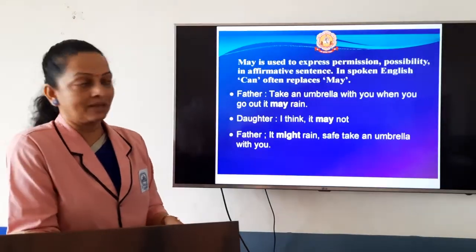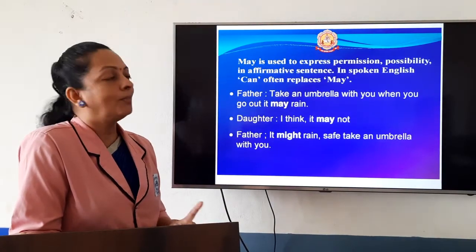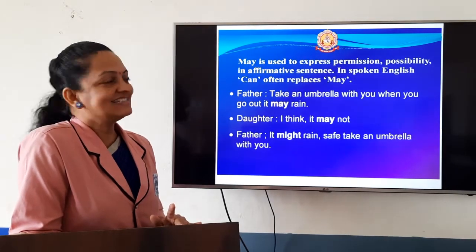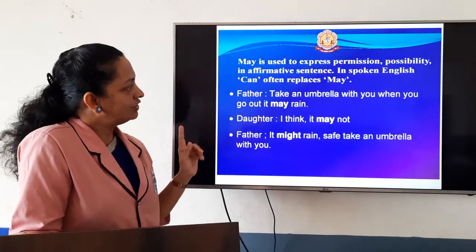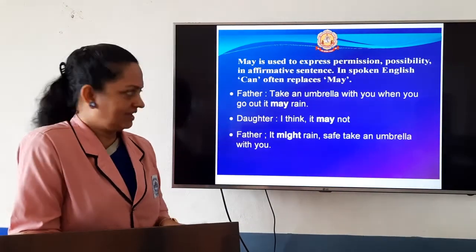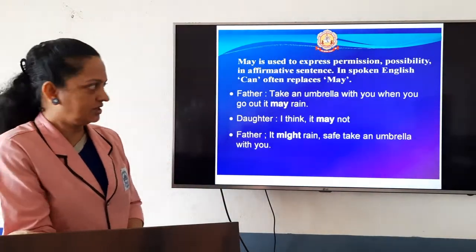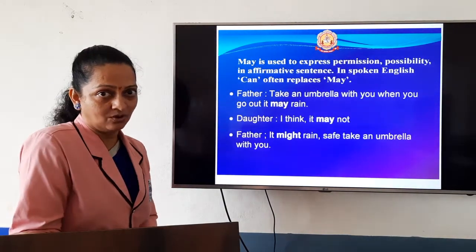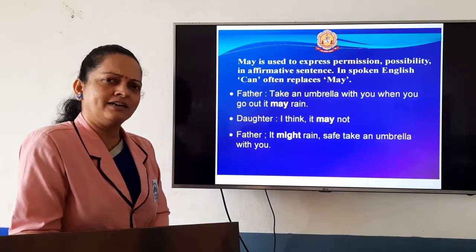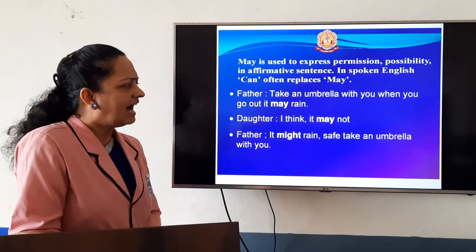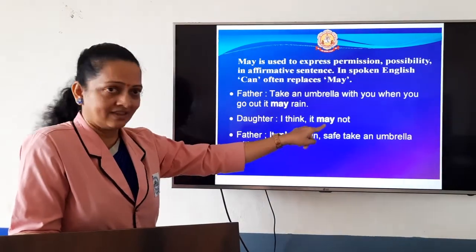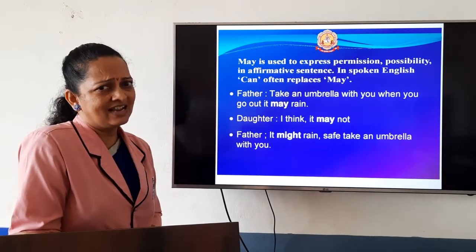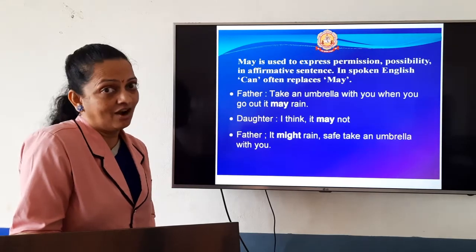Next is may. May expresses permission, as I told you before, and possibility in informative sentences and in affirmative sentences, and in spoken English we often use can instead of may. Okay, let's see now. It's a dialogue between father and daughter. Take an umbrella with you when you go out, it may rain. Father is having a doubt, or you can say there is a possibility that it may rain, so better, daughter, take your umbrella. Daughter, I think it may not.